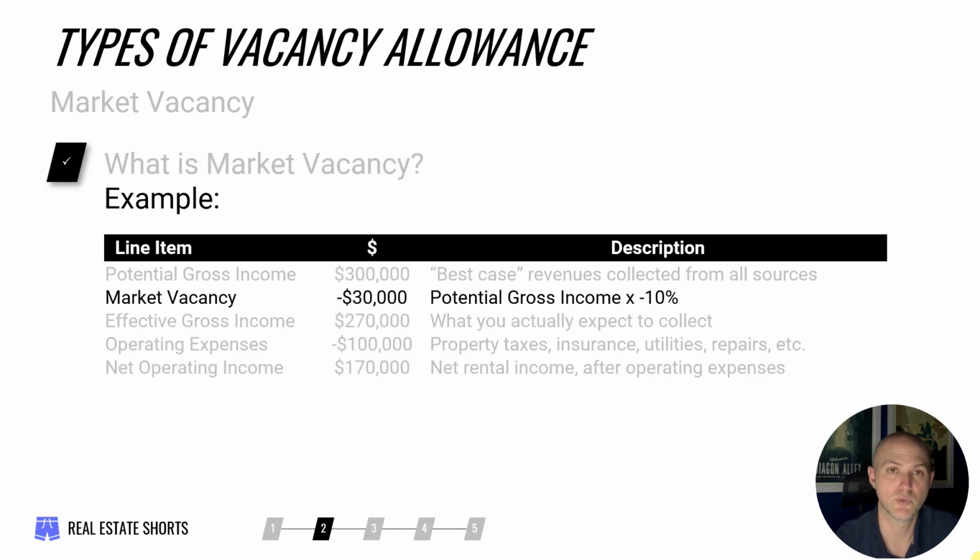So again, let's take a look at where this plays into the pro forma. If you have, let's say, $300,000 of gross revenue and the market vacancy is 10%, we would assume that we wouldn't really collect the full 300. We would lose about $30,000 to just the comings and goings of tenants over time. So again, 10% times PGI.